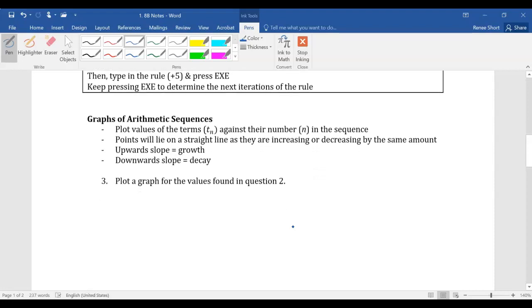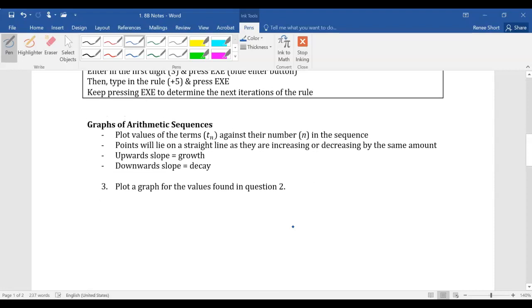What we can also do though is we can graph arithmetic sequences. And so in order to graph them, we want to plot the values of the term against their number in the sequence. So what that means when I graph these is that my x-axis down the bottom is going to be that n value.